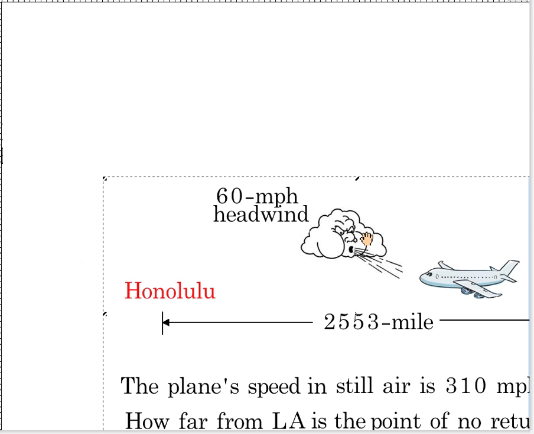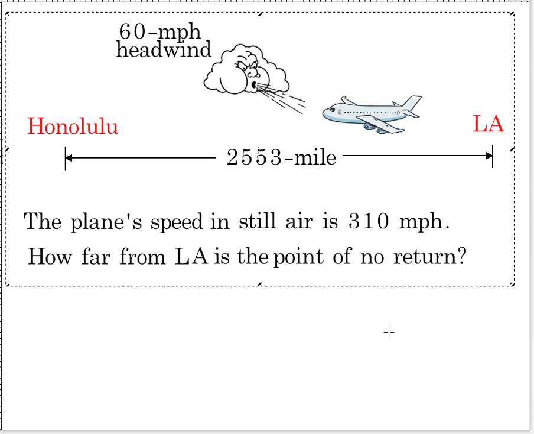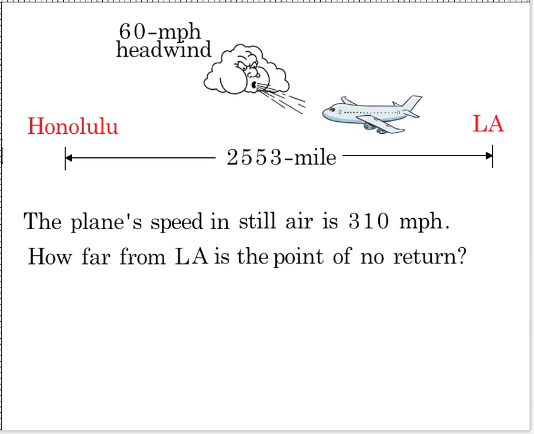For now though, my next step in solving this, and this is a really vital idea, was to create a little diagram. Strongly suggested that you always do this. Here was pretty much what I created on my paper. I showed Los Angeles, I showed the distance to Honolulu, I drew in a little plane and showed it going against a 60 mile per hour headwind.